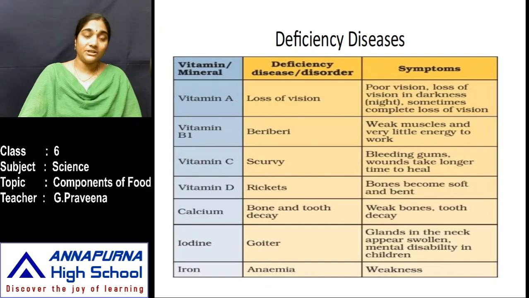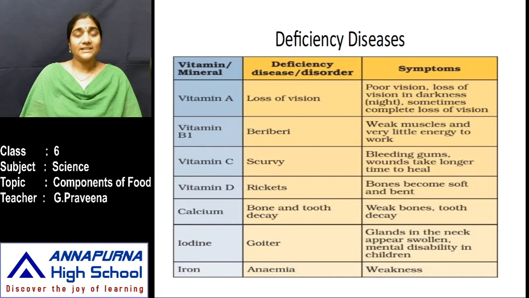If he is deficient in iron, he will be affected with a disorder known as anemia. Anemia means having lower levels of hemoglobin, and the symptom seen is that he'll be very weak. So weakness can be seen in that person. So children, to avoid all these deficiency diseases, you have to have a balanced diet.